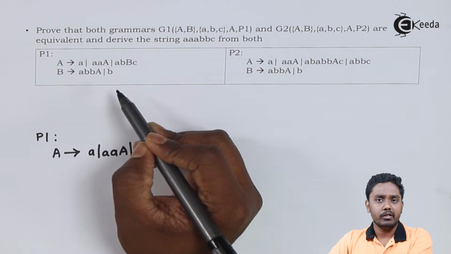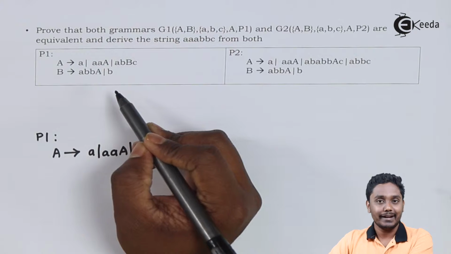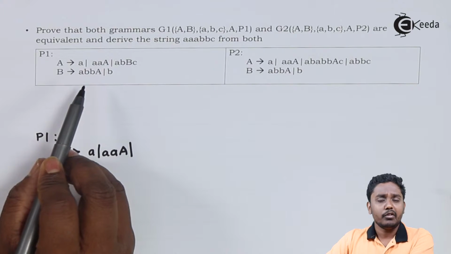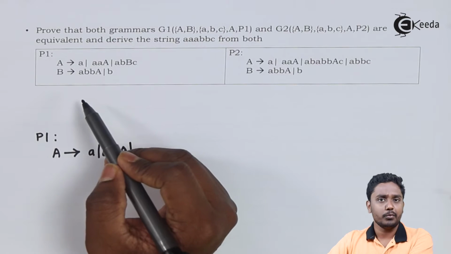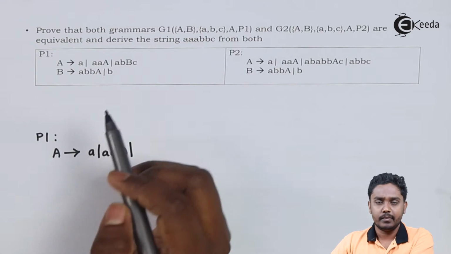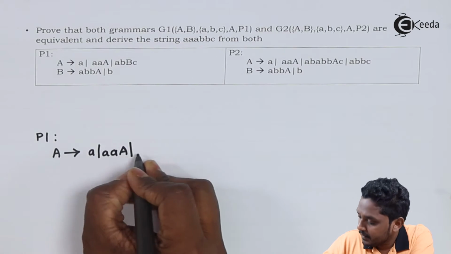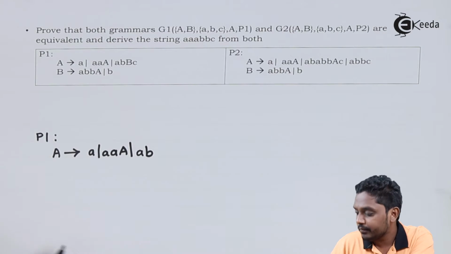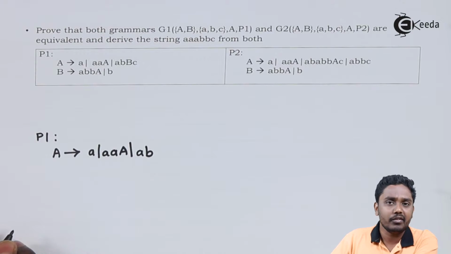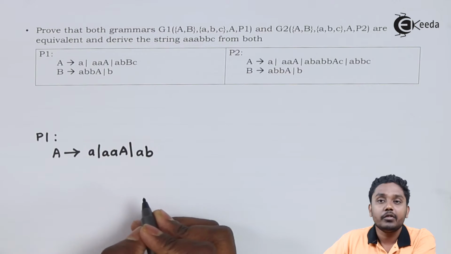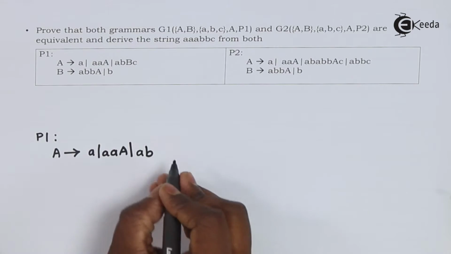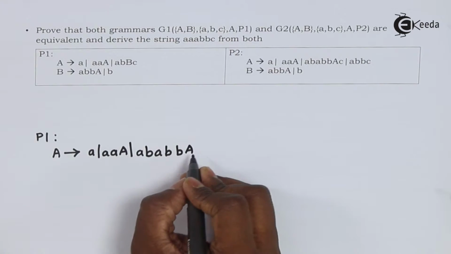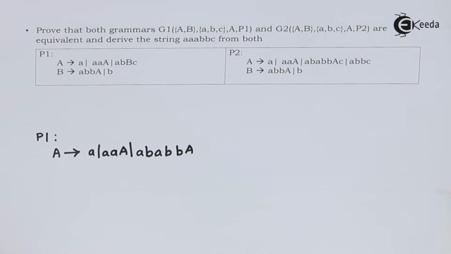We have to replace this B with its productions' right hand sides. This is the first production. Let us now replace B with the first production's right hand side of B. So what we get is AB as it is, followed by the right hand side of B, which is ABBA, which would be followed by a C.